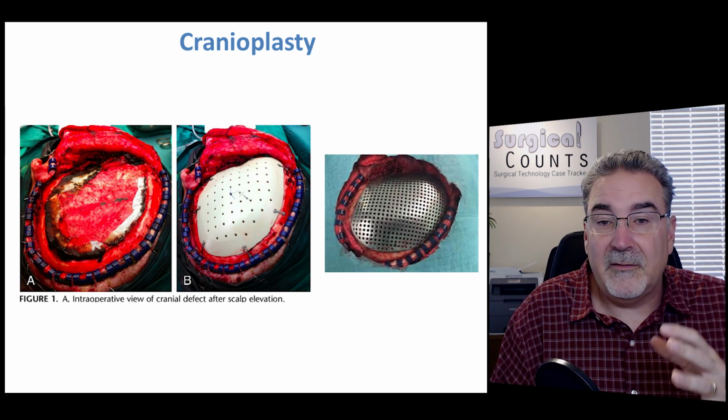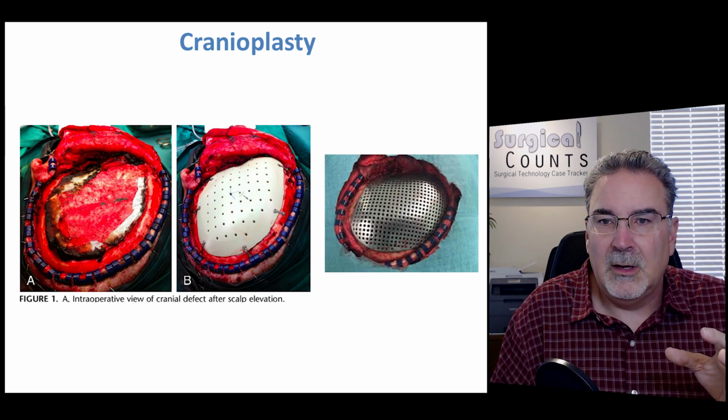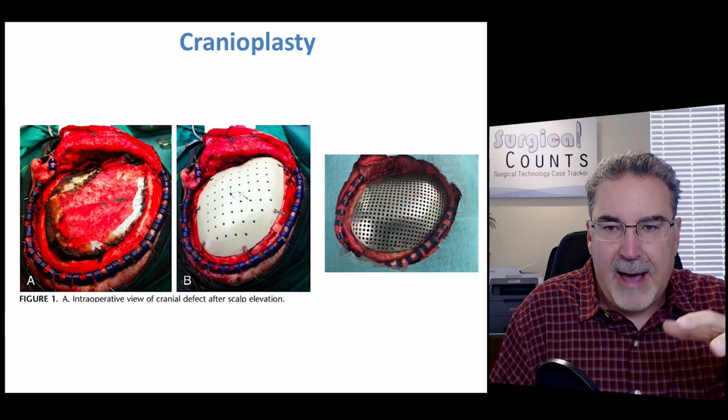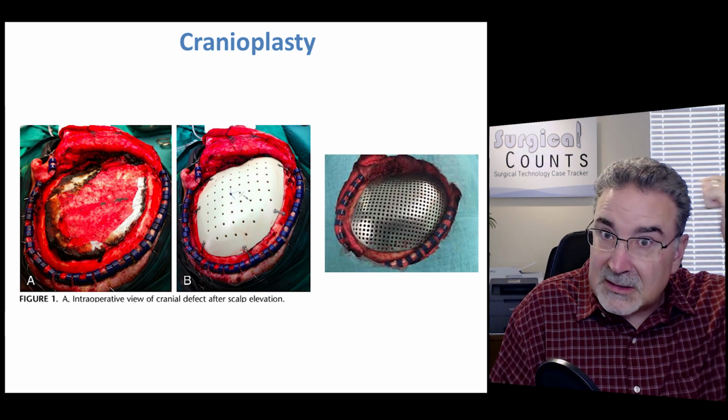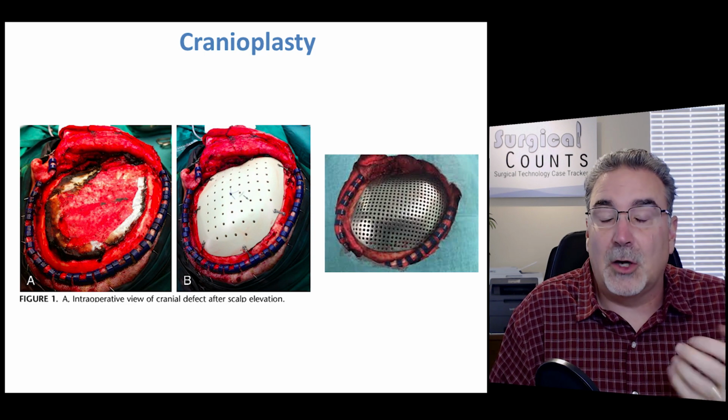We can remove any of the damaged or poorly shaped skull, and then we can put a plate or a cap over that and screw it into place to provide the protection that the skull otherwise would.